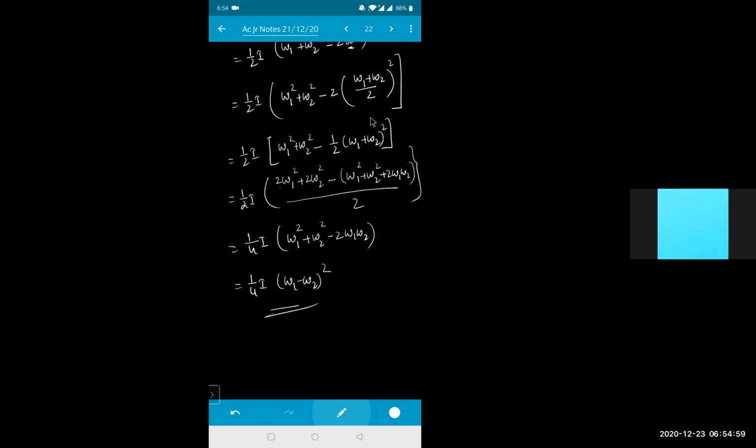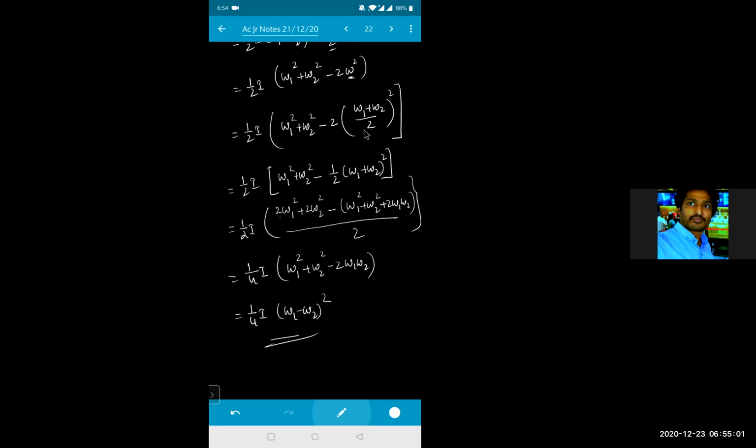If I'm squaring this one, this is (omega 1 plus omega 2) whole square divided by 4. 2 square is nothing but 4. These 2 ones and these 2 twos will get cancelled. So it is half into (omega 1 plus omega 2) whole square. Clear? So half into this one, omega 1 square plus omega 2 square minus half into (omega 1 plus omega 2) whole square.